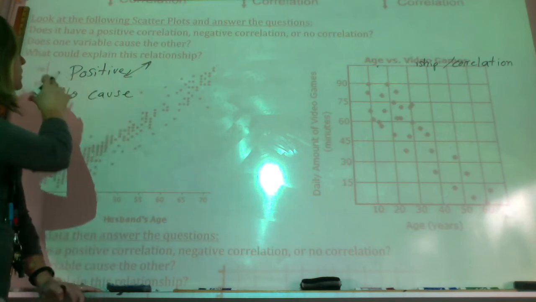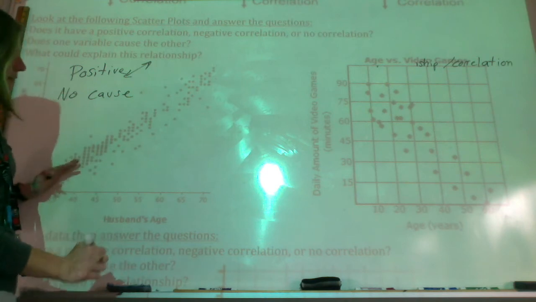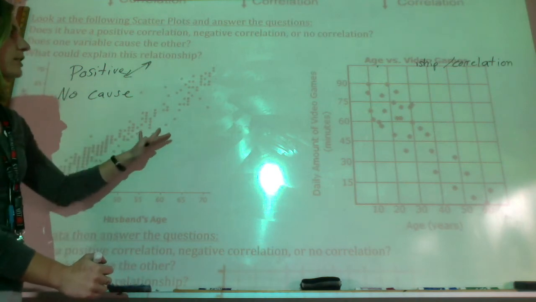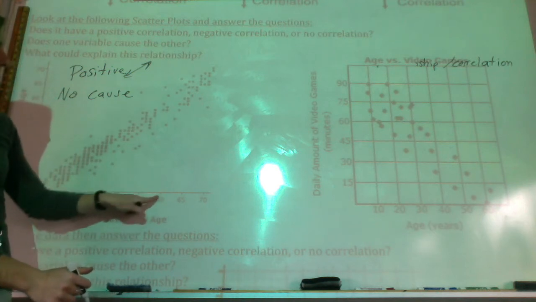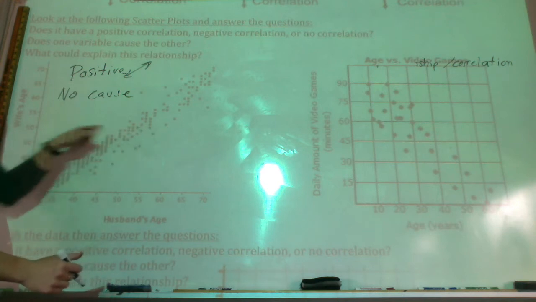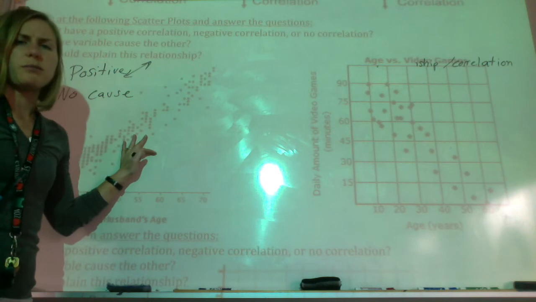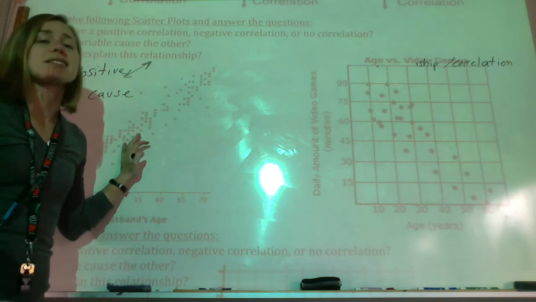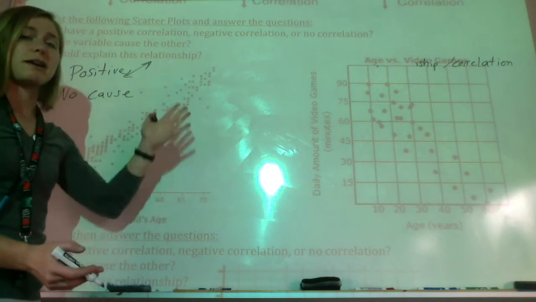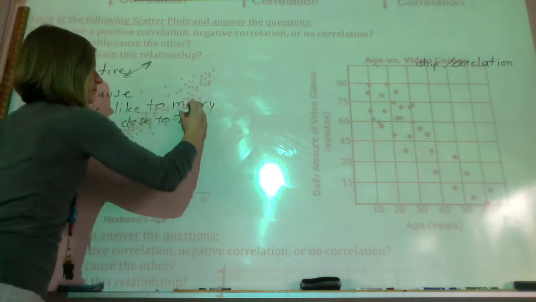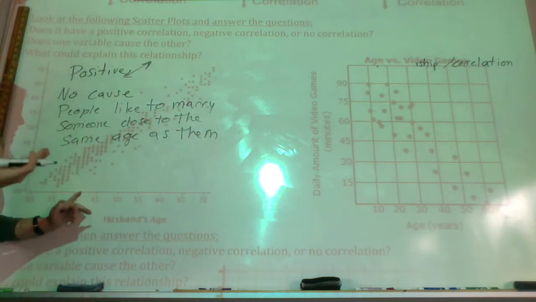And then what about this last one? What could explain this relationship? What could explain the fact that there does seem to be this trend that as the husband's age increases, the wife's age increases? So we have 60-year-old men marrying women between the ages of 50 and 65. What can explain that? Well, probably the fact that people are going to want to marry people who are the same age as them. So the older a person is, the older they want to marry. So in our explanation, we can say people like to marry someone close to the same age as them.